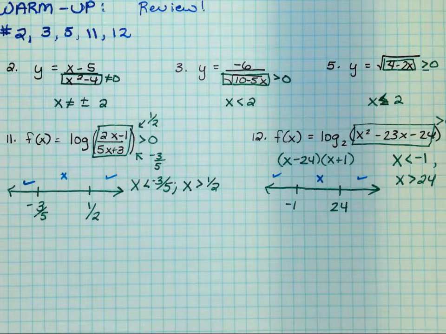So 11, x had to be less than negative 3/5 and greater than 1/2. 12, x had to be less than negative 1, greater than 24.